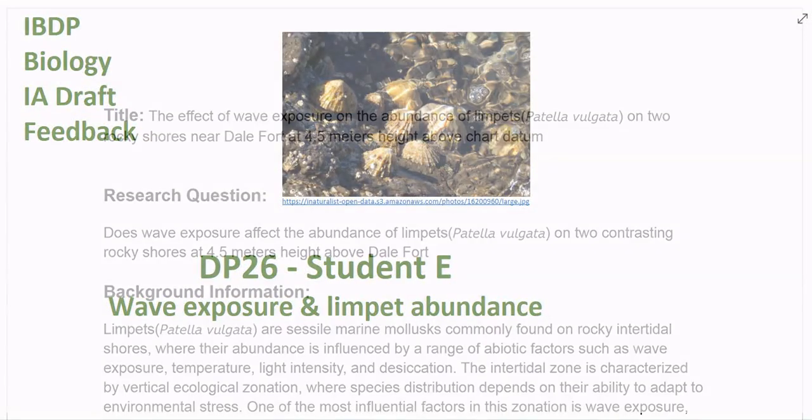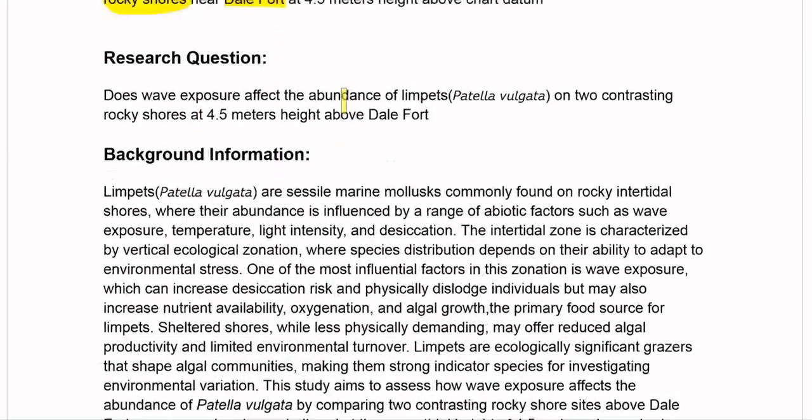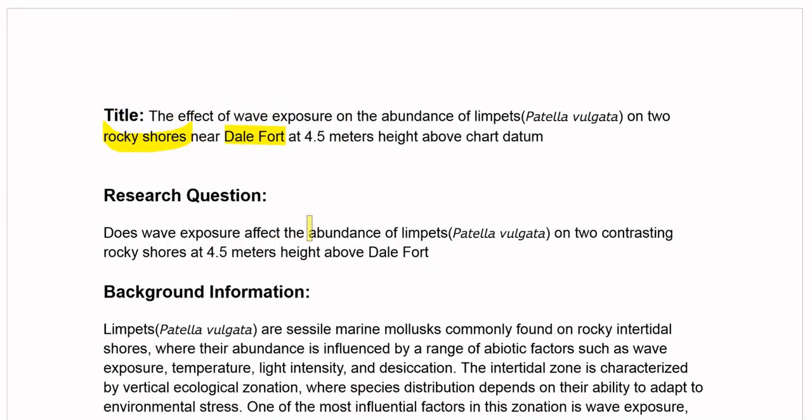Here is feedback for the Biology IA draft for anonymous student E for our DP 2026 cohort. Starting with the research question, what rocky shores are you referring to? Since you're talking about wave exposure, you really need to have the wave exposure values here as well. Finally, Gale Fort, where is this? In fact, all those comments really should have been for the research question.